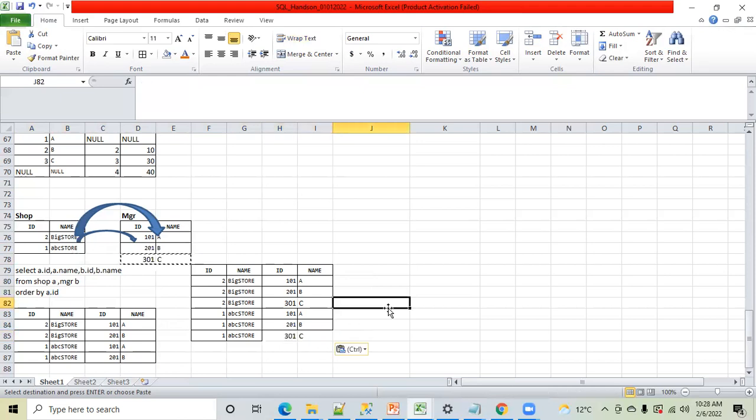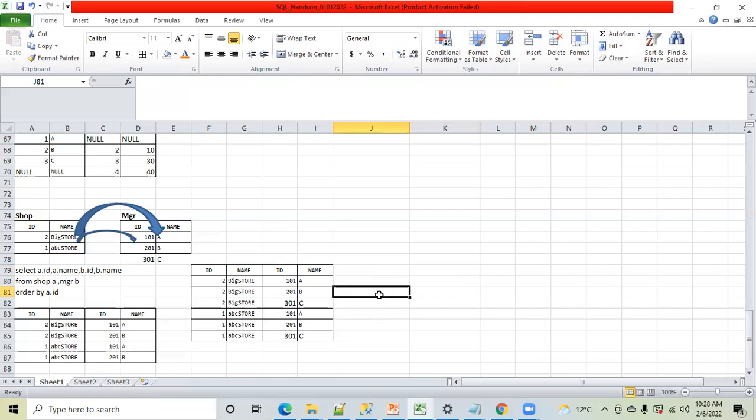The cross join also works this way only, no? Suppose we are using this cross join. This is your cross join. It is exactly like you went to a party and you are doing a handshake.